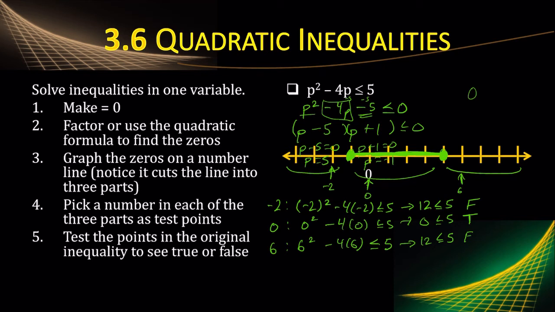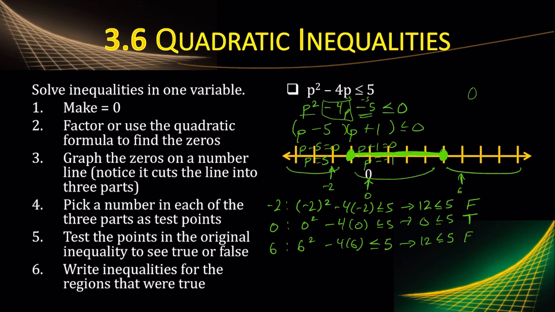So we already did this. We plugged our points into the original inequality to see if it's true or false, and now we write inequalities for the regions that were true. So it's true in this middle region, so our answer is -1 is less than or equal to p less than or equal to 5. If the other regions were true, you might have had p is less than or equal to -1, p is greater than or equal to 6. But in this case, the middle one was true.